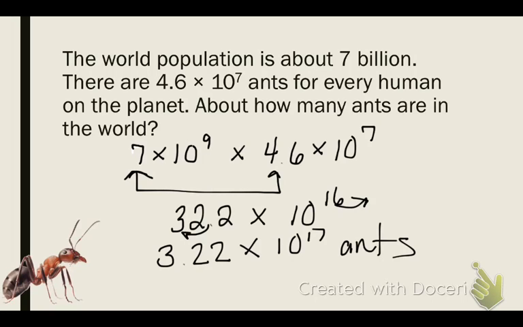So that's how many ants there are in the world. 3.22 times 10 to the 17th. That is a lot of ants.